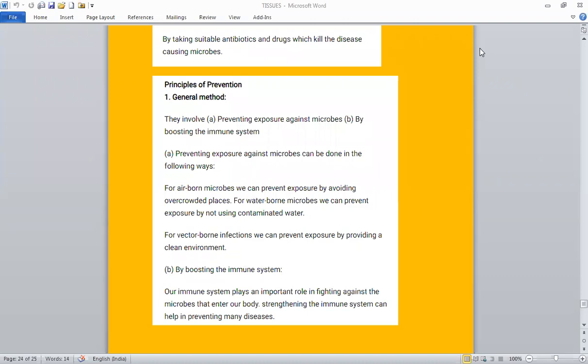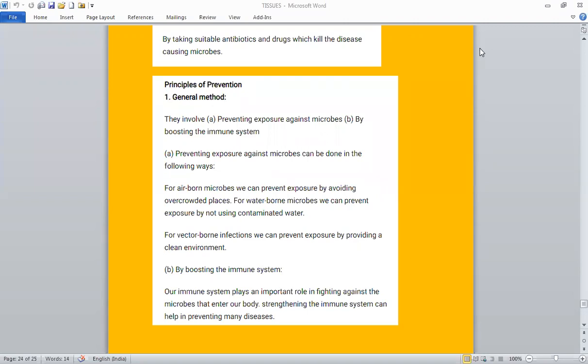We are studying the lesson, why do we fall ill? So students, in continuation with the last class, today we are going to study the principles of prevention of diseases.